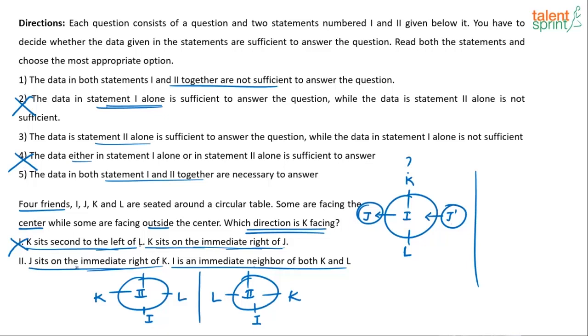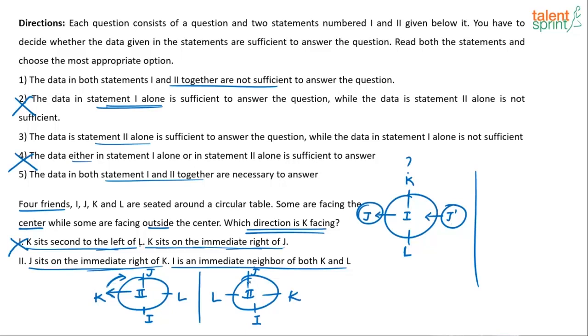The next statement says J sits on the immediate right of K. Obviously J comes here. J comes here. But then we know J is on the right of K. Now try and understand. Right of K here is clockwise. When is the right clockwise? When the person is facing outwards. So K is facing outwards.